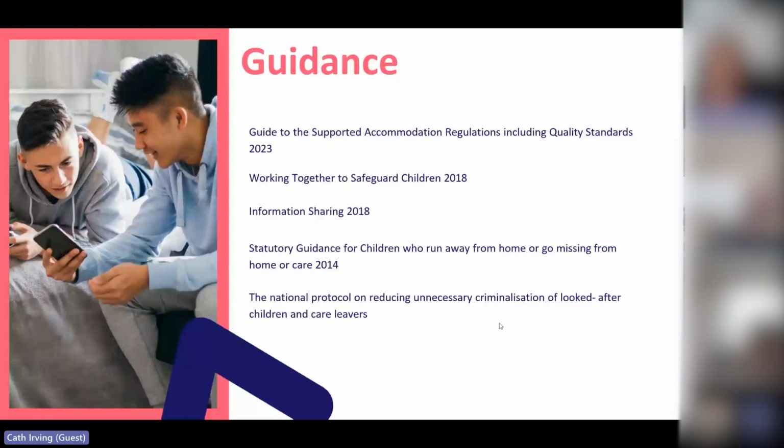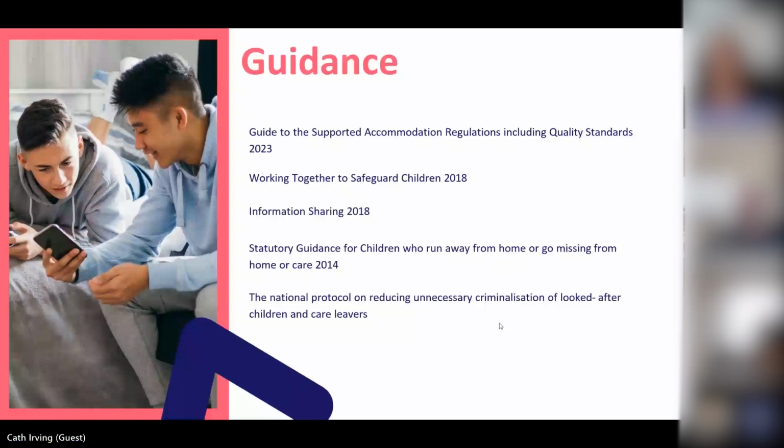Working Together to Safeguard Children 2018, currently under consultation, so there will be an updated version later this year, so do look out for that. The consultation documents are out there at the moment, and this sets out the duties and responsibilities for all local authorities and others who deliver children's services regarding safeguarding children and young people. It sets out how individuals and organisations should work together, so good multi-agency working, in order to safeguard and protect the welfare of children and young people in accordance with the relevant legislation.